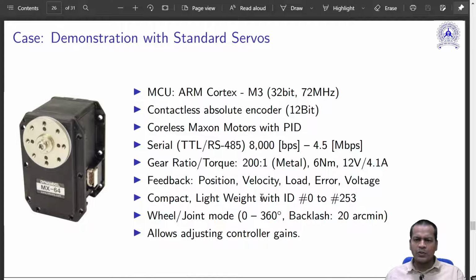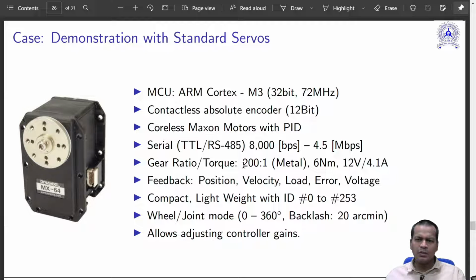The one in the video I'll show uses servo motors, not the standard ones though, these are a little expensive, known as Dynamixel servos. It uses an ARM Cortex M3 32-bit processor. You have high-valued analog inputs to sense the joint angles, contactless absolute encoders, 12-bit encoders. It has Maxon motors, which are one of the best in the market, with PIDs. It gives you something around 8000 bps to 4.5 Mbps speed over serial TTL communication. That is one of the beauties of it. I need to control everything in real time, so that is the reason I wanted a large communication speed. This gives me that through USB to TTL conversion.